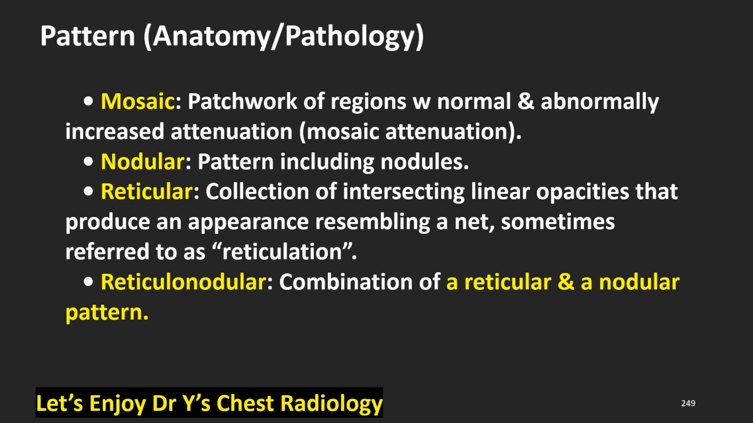Pattern, anatomy, pathology: mosaic. Mosaic attenuation is a patchwork of regions with normal and abnormally increased attenuation. Nodular: pattern including nodules. Reticular: collection of intersecting linear opacities that produce an appearance resembling a net, sometimes referred to as reticulation. Reticular-nodular: combination of a reticular and a nodular pattern.